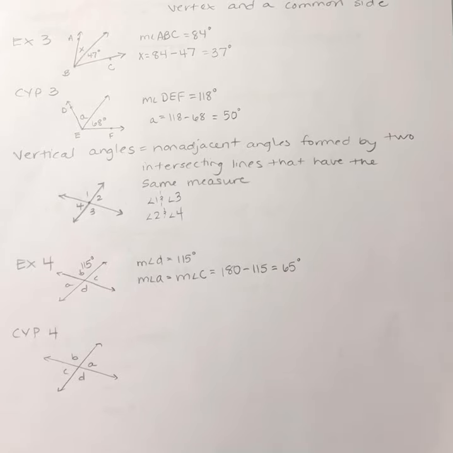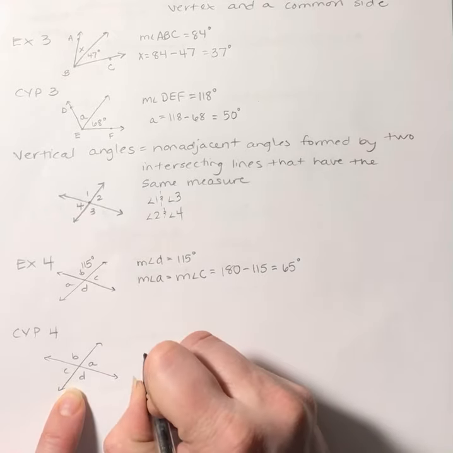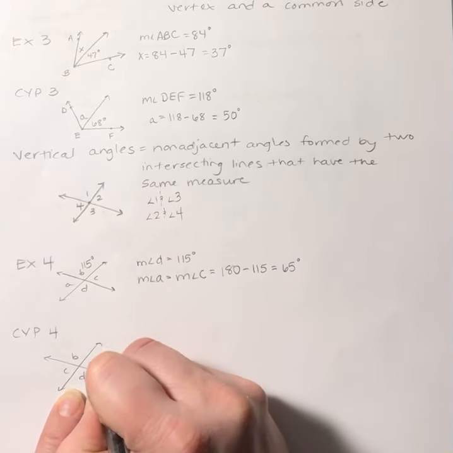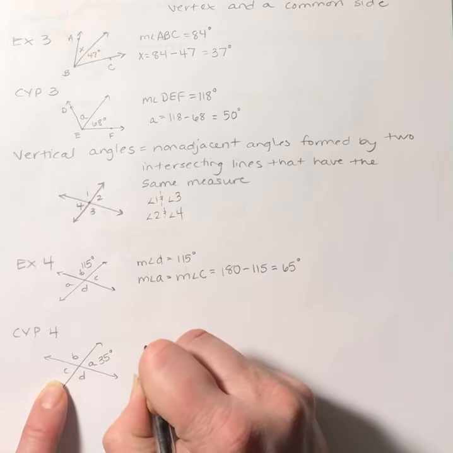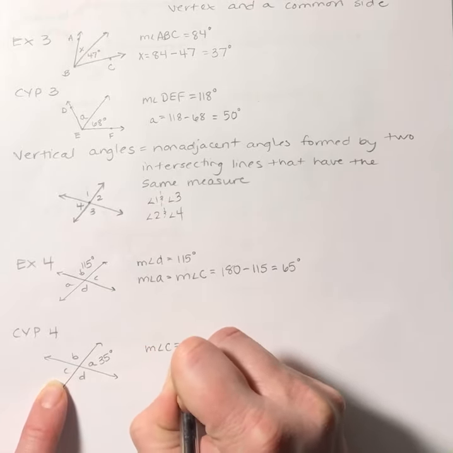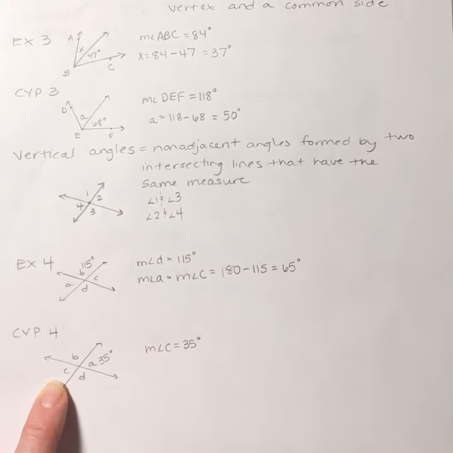Check your progress 4. Same, different picture. They switch the letters around. Okay. So in the diagram, the measure of angle A is 35 degrees. Find the measures of angles B, C, and D. So A and C are vertical angles, so the measure of angle C is also 35 degrees. They are vertical angles, so they are the same.